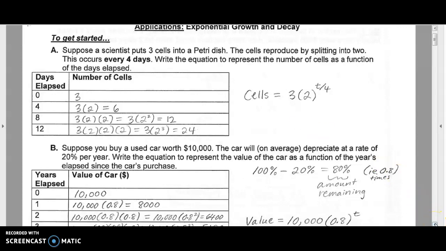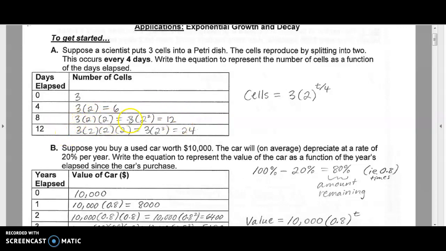Part A here says you have 3 cells in a petri dish. The cells reproduce by splitting into 2, and they split into 2 every 4 days. So if they split into 2, that means they're doubling every 4 days. If you have 3 cells at the start, all 3 of those cells split into 2. Now you have 6 cells after 4 days, right? 3 times 2. After 8 days, you have 3 times 2 times another 2, which gives you 12 cells.